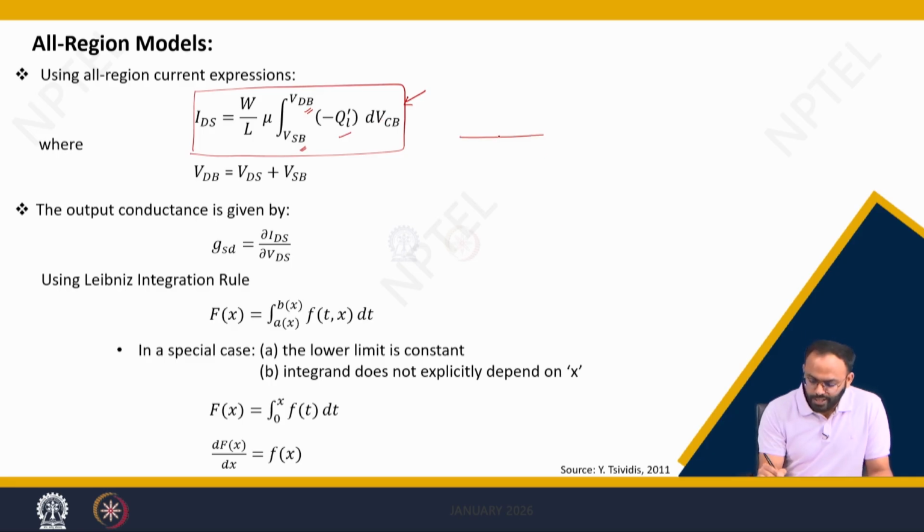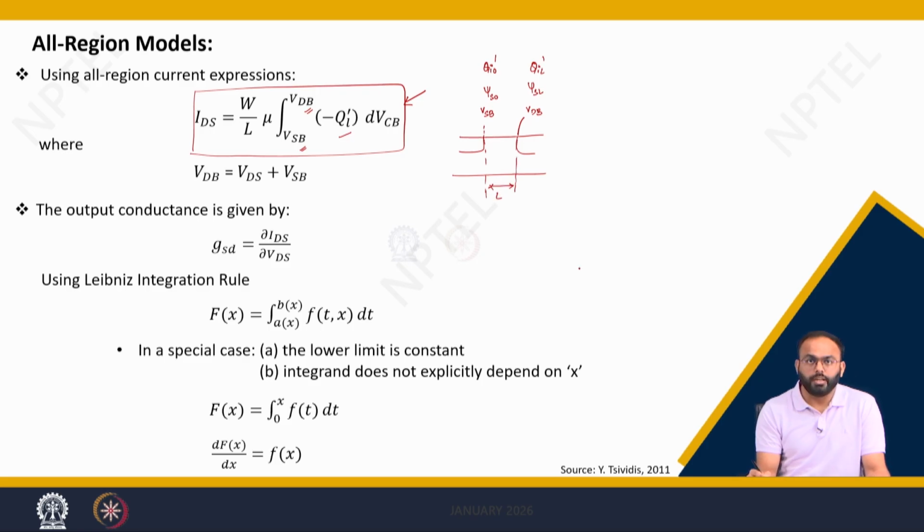These parameters are well defined in our previous lecture, where VSB is the voltage measured near the source and VDB is the voltage measured here. Correspondingly, the surface potential is psi S0 and psi SL, and the inversion charge is QI dash 0 and QI dash L. In between, this is my channel length, and VCB is the voltage which varies from source to drain. That is what we have integrated.